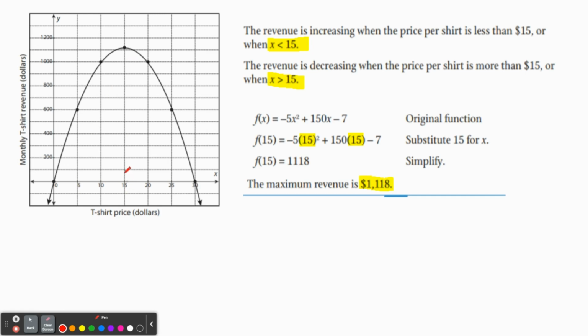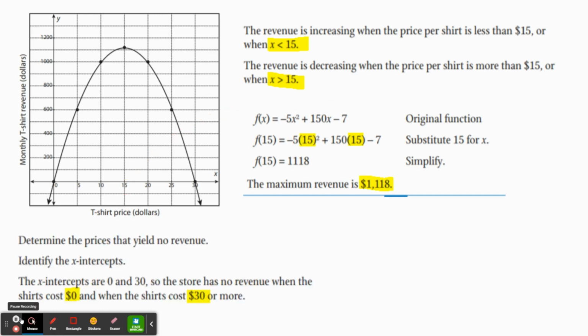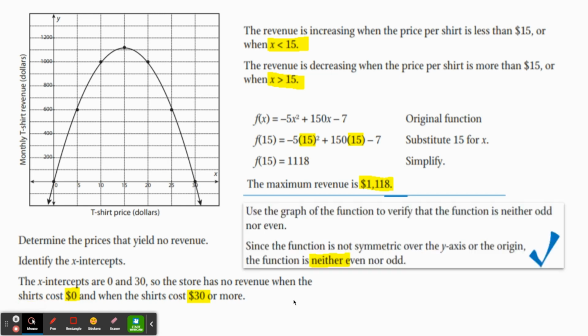Well, what you do is you figure, since the x value here is 15, we go back to the original equation and we substitute in 15. And we get 1,118. Next question says, where is there no revenue? And that's when x is equal to 0 or x is equal to 30. And finally, is this an even, odd, or neither function? Well, since when you plug -1 in to the first term, you get no change, but you do get a change on the second term, it's going to be neither.